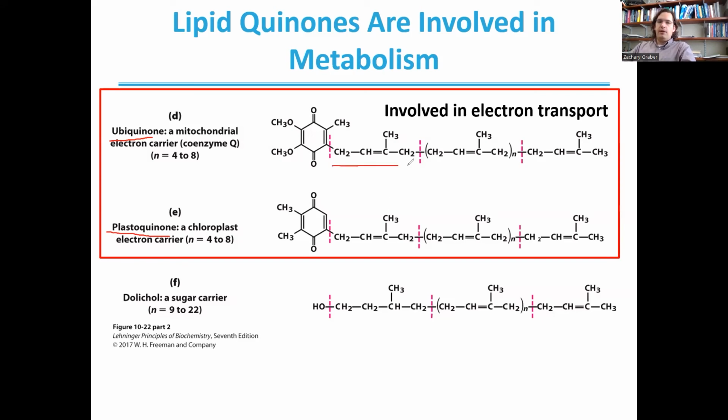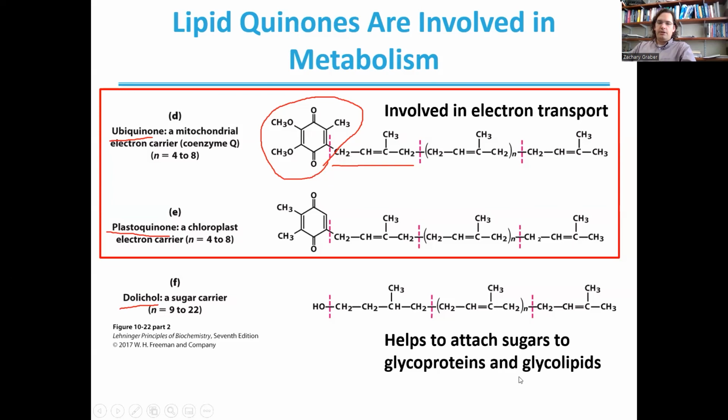So again, notice we have our key isoprene units here, in this case with a double bond for each of our units, and then we have our head group that actually undergoes the chemistry for our biologically active lipid. We also have dolichol down here, which is a sugar carrier. So we have our free hydroxy group that can attach to sugars through our usual glycosidic bonds, and then it's used to help attach sugars to our glycoproteins and glycolipids. Again, the alcohol here is our key reactive group, and we have our isoprenes to create that nonpolar lipid chain.